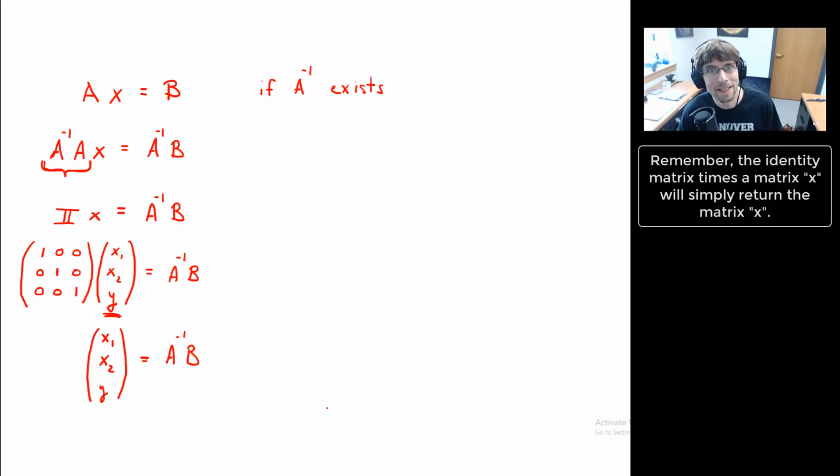Now let's stop and look at this for a second. If I know what my inverse matrix is, then I can take my inverse matrix, multiply by my matrix B, and get my final answer. I'll say that again. If I have the inverse matrix, I multiply my inverse matrix times B, and that will give me my final answer.